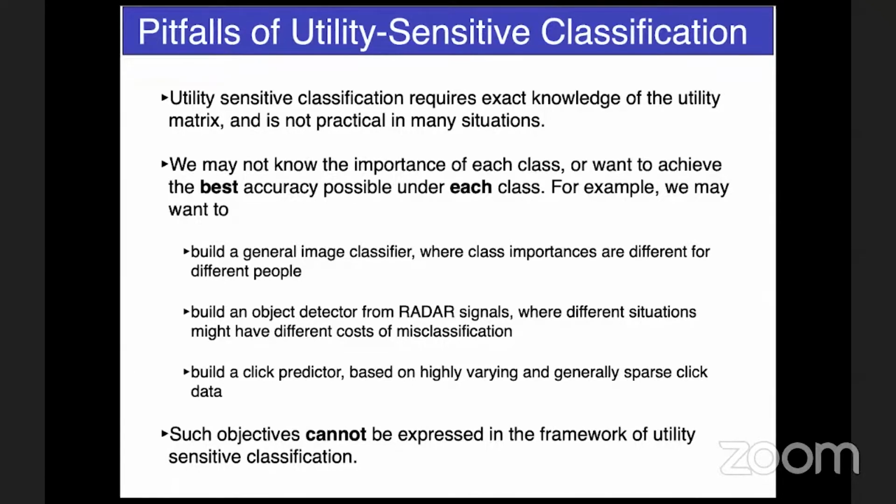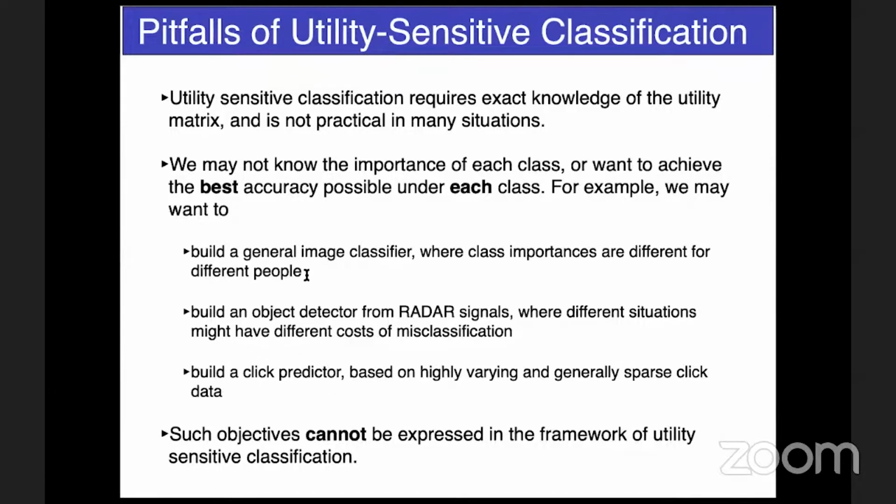Let's say you are Google. In that case, you want to build a general image classifier, and you want to cater to everybody. So you don't want to just maximize accuracy, or set a utility matrix, because that's not the utility matrix that everyone shares.